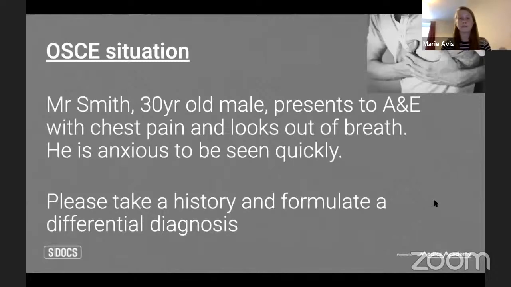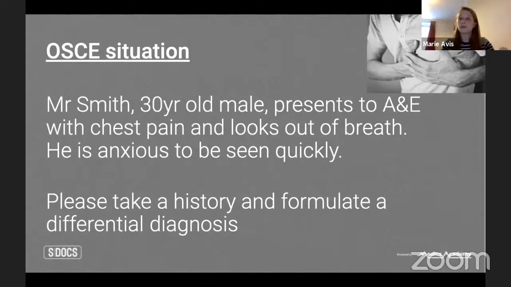So let's jump straight in. Here's an OSCE situation. Mr. Smith is a 30-year-old male. He presents to A&E with some chest pain and he looks short of breath and he's quite anxious to be seen quickly. Please take a history and formulate a differential diagnosis.